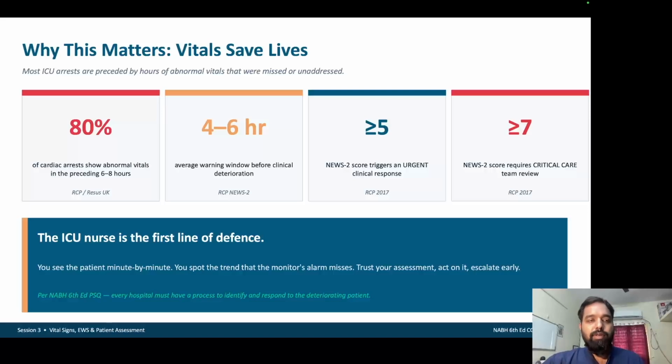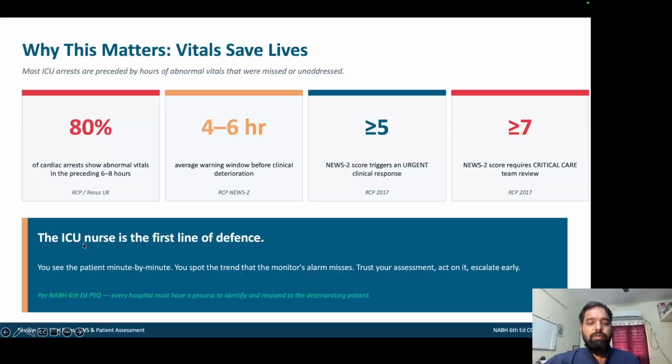Whenever the heart contracts, it forms in two forms: one as a pulse rate, the number of beats per minute, and as a pressure, the output of the heart functions. Around 80% of cardiac arrests show abnormal vitals in the preceding 6 to 8 hours. There is an average warning window of around 4 to 6 hours before clinical deterioration. A NEWS2 score of 5 or more triggers an urgent clinical response. A score of 7 or more requires critical care team review.